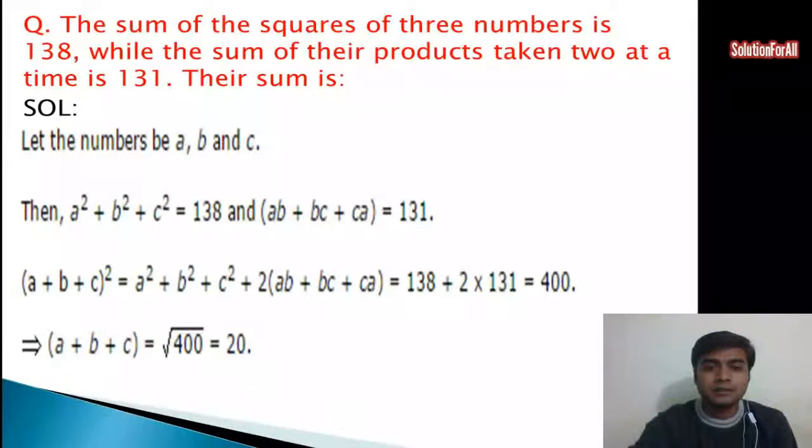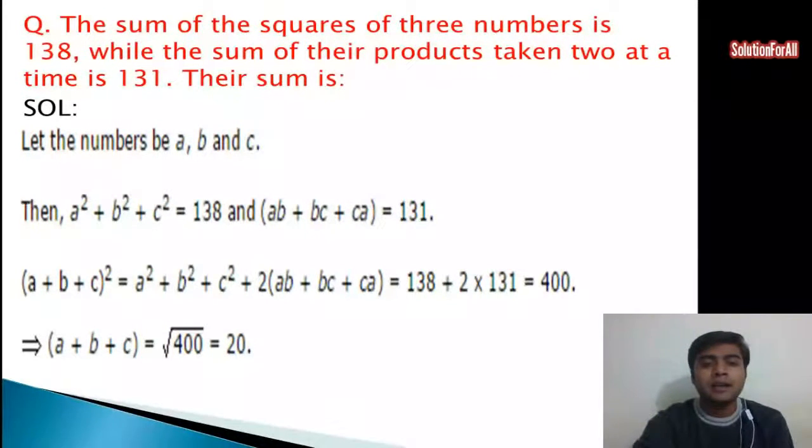Let us consider the three numbers as a, b, and c. What is given: the sum of the squares of the three numbers is 138, that is a square plus b square plus c square is equal to 138. The next thing given is that the sum of their products taken two at a time is 131. We have three numbers, so we'll consider the products of two numbers like ab, then bc, then ca. So we can write ab plus bc plus ca is equal to 131, which is given.